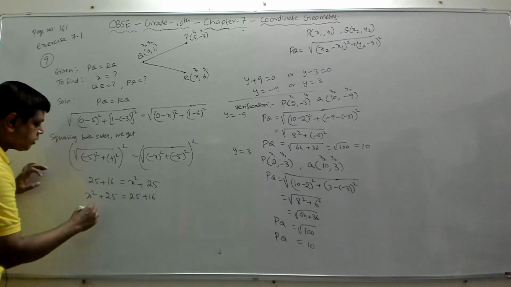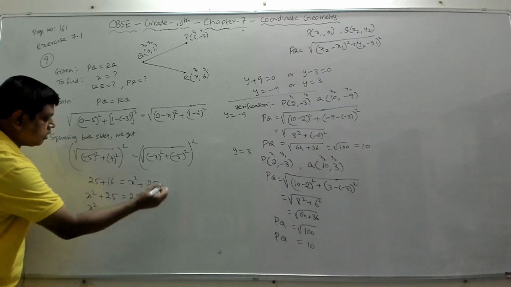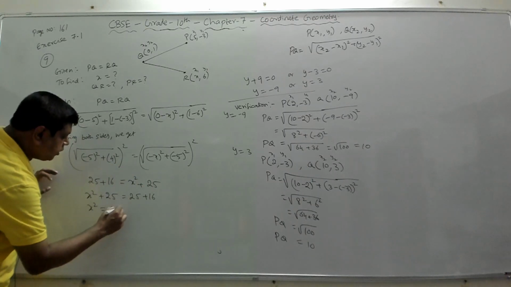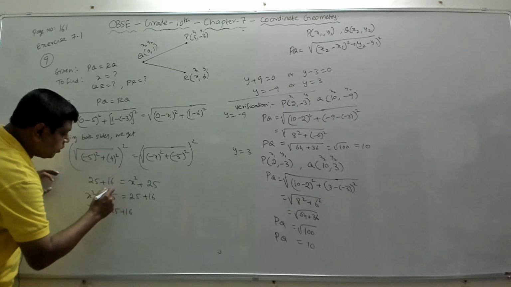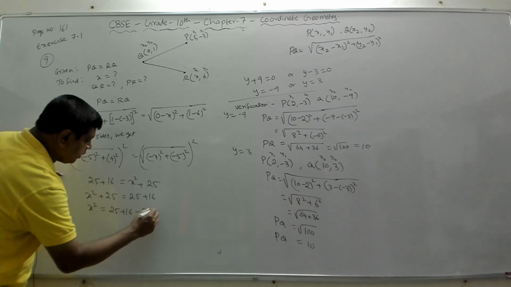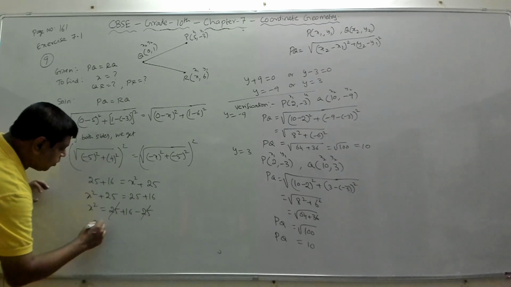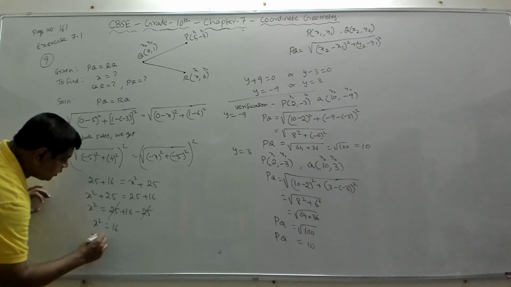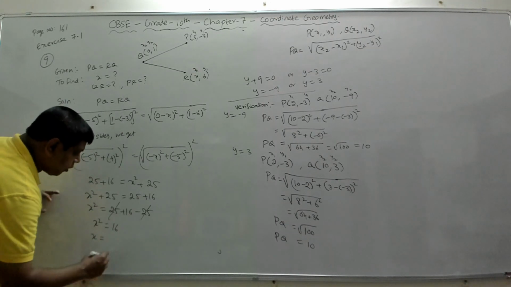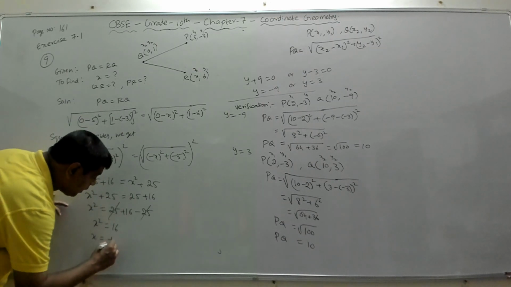We can bring all the numbers to one side, or we can take all the numbers to the other side. So x square will become 25 plus 16. This 25 will go to the other side, will become minus 25. So these two will get cancelled. Your x square will become 16 and x is equal to, don't write it as 4 or root of 16. It is plus or minus root of 16.